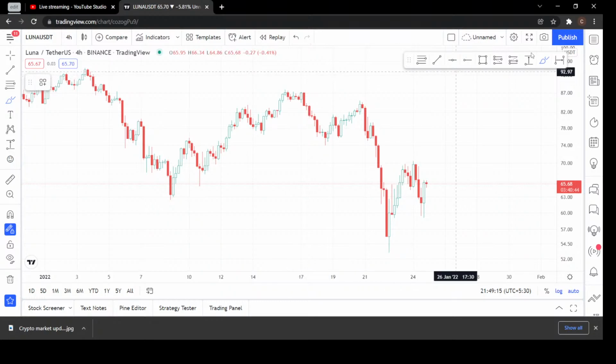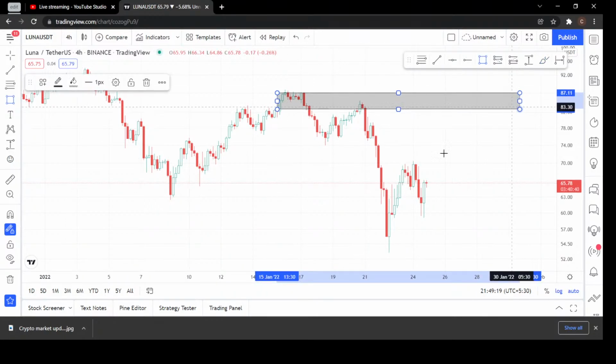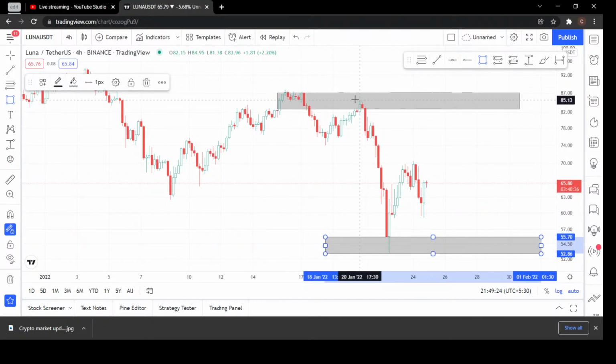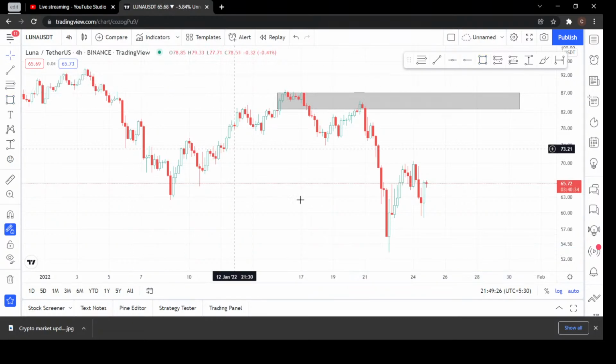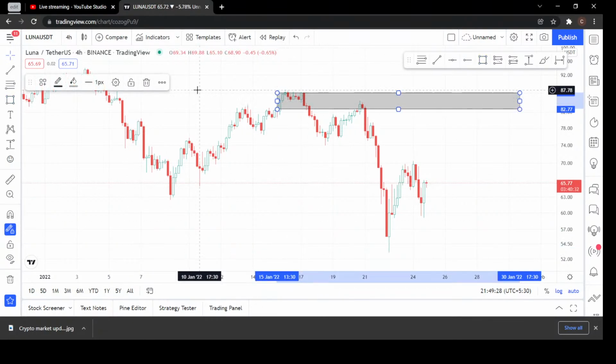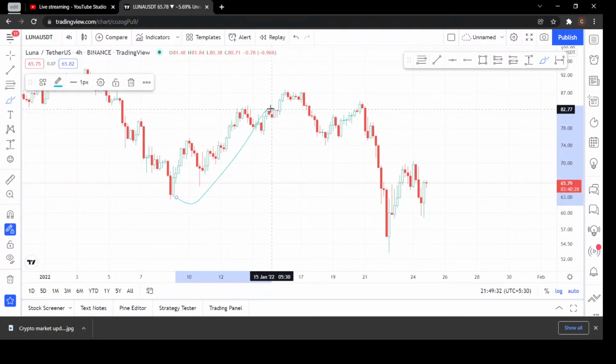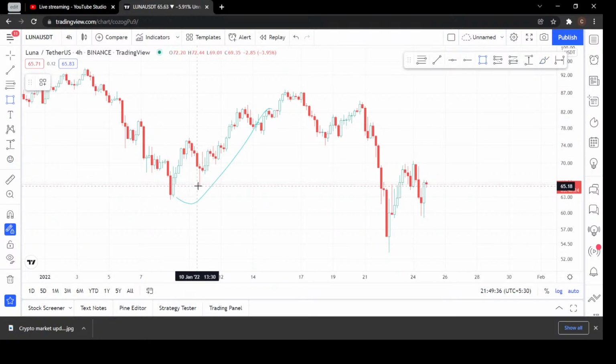What people think is, this is a support area, this is a resistance area, this is a support area. That doesn't mean this is an order block. Order blocks are simply where the price mitigated from before a major move to the downward side or upward side. Let's say price is going to the upward side here. Where did the price mitigate from? This can be the order block, right here.